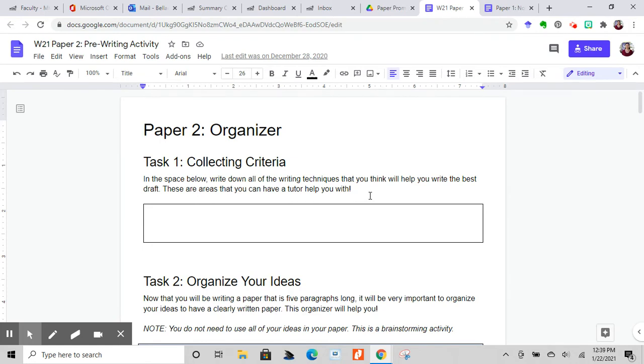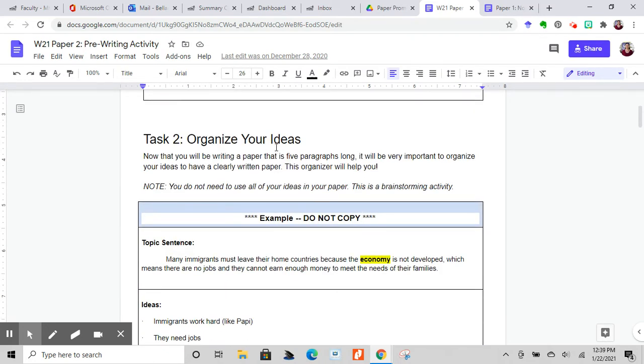Just some ideas. This paper, you will be required to write an introduction and a conclusion paragraph. You want to make sure to have good topic and concluding sentences for each paragraph. You want to make sure that you're writing your quotes correctly. You want to make sure that your paper is in MLA formatting. Anything that I gave you feedback on in your first paper, that is also something that you could write here.